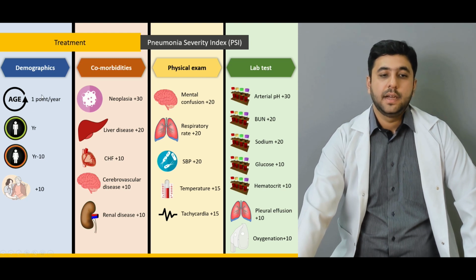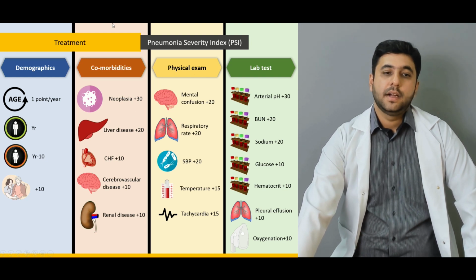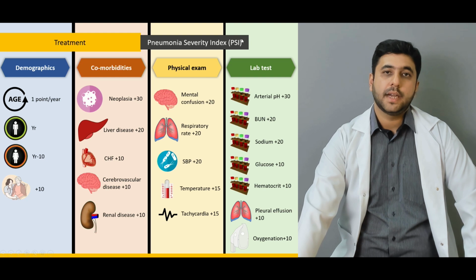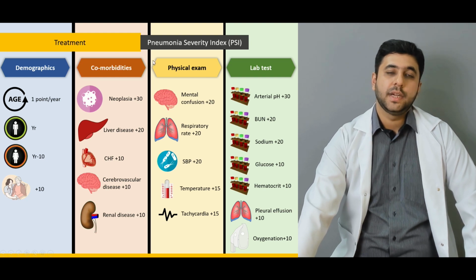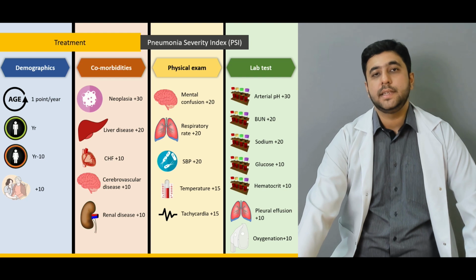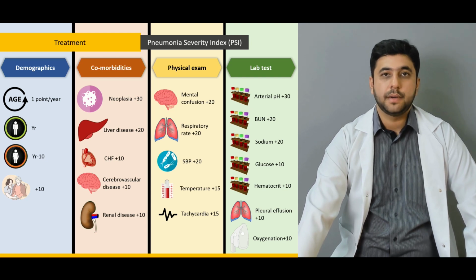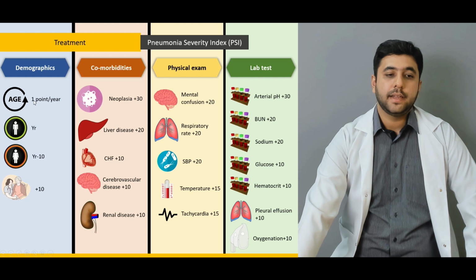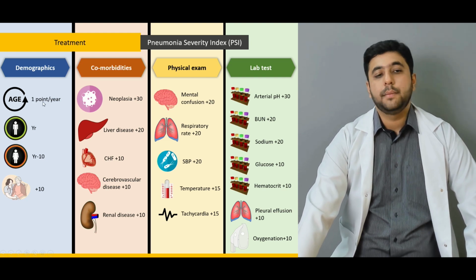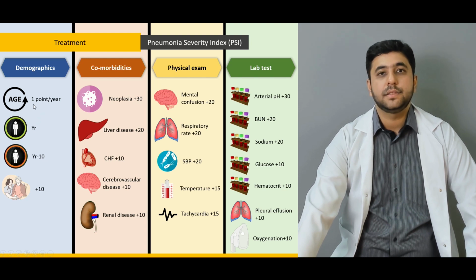Starting with the demographics. There are various points for each part, and at the end we calculate all these points, and then according to our preset criteria, we classify the patients and calculate their percentage of mortality. According to that we make the decision of whether we have to admit the patient to the hospital or whether this patient can be managed in the outpatient department. So for age, it is 1 point per year of age. This is important to remember. For example, if someone is 60 years old, then he gets 60 points.